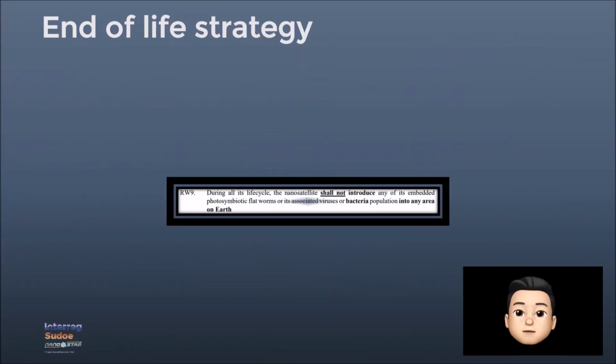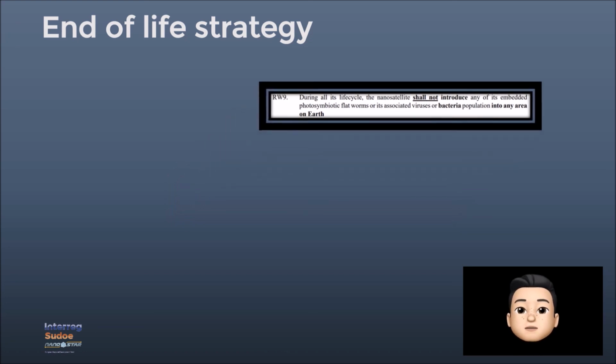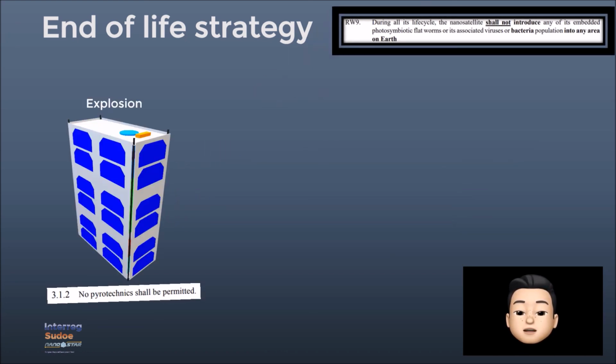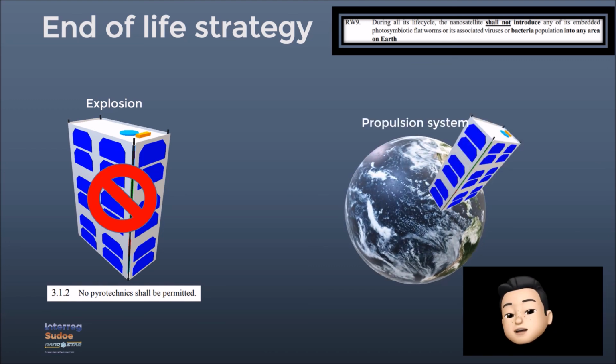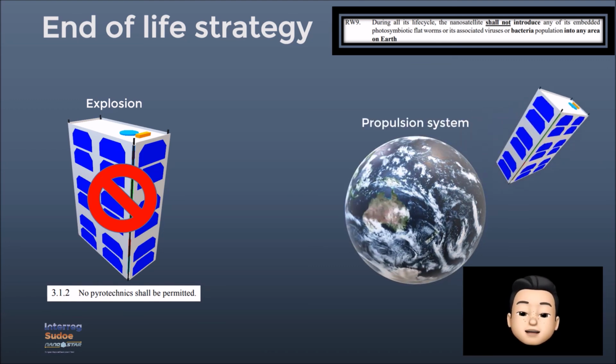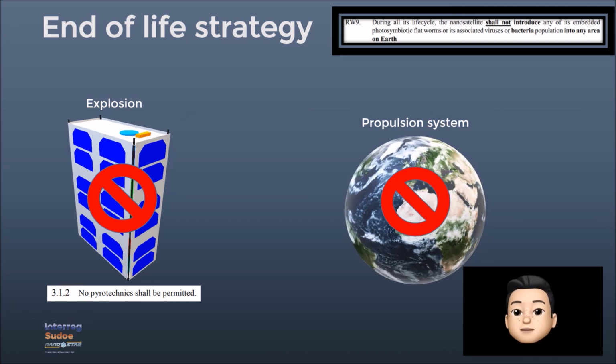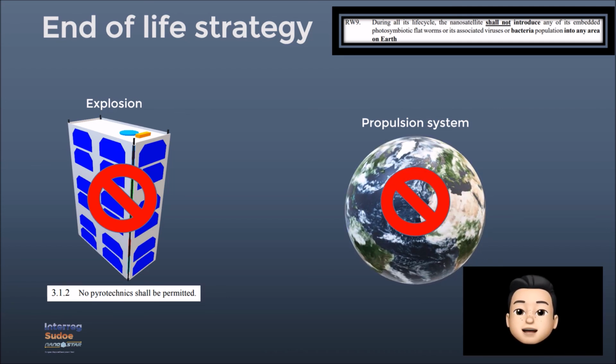One of the most relevant requirements determined that no alive organism from the payload shall be introduced into any area on Earth during the satellite lifetime. There are some discarded options to achieve that. An explosion at the end of the life would not comply with the CubeSat regulation, and the inclusion of a propulsion system that sends the satellite to a graveyard orbit would require even a bigger CubeSat than an 8-unit because of the extra mass and space required.